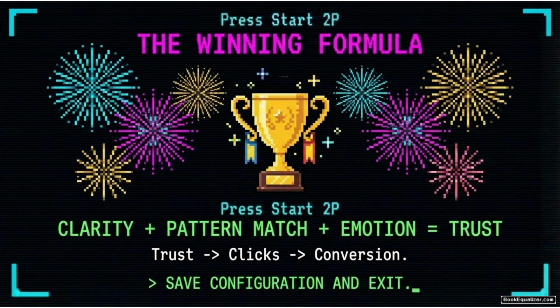Press start to save configuration. Clarity plus pattern match plus emotion equals trust. Trust leads to clicks. Clicks lead to conversions. That's it. That's the system.